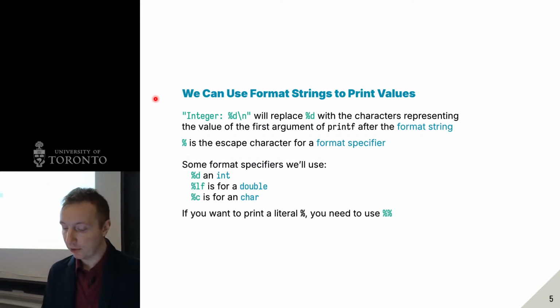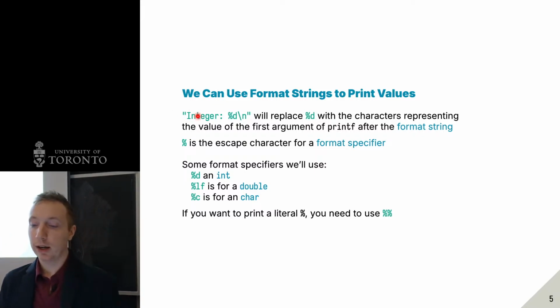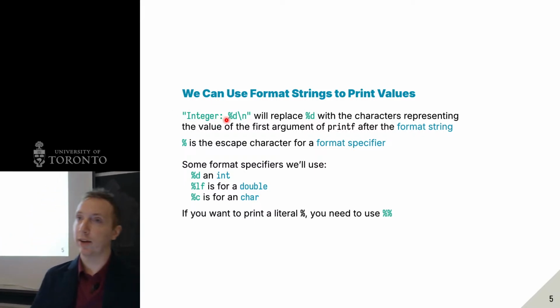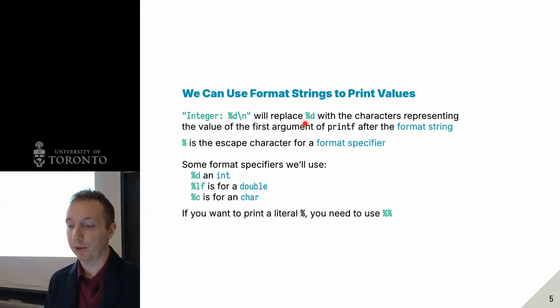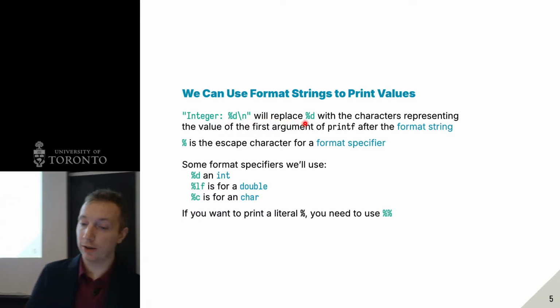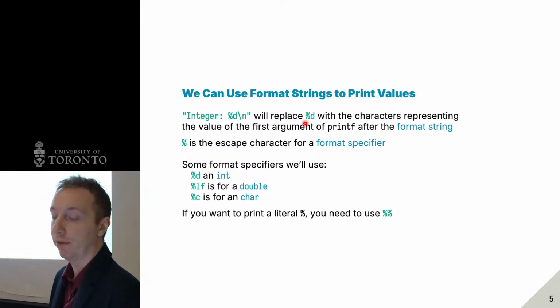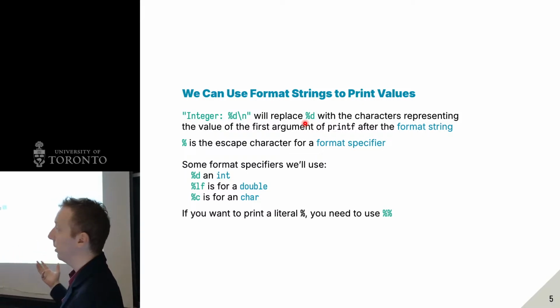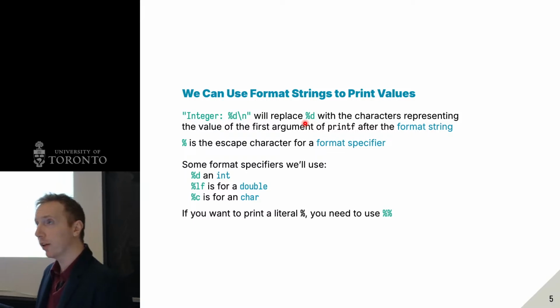So if I change hello world to be the string "integer: %d", what C will do is replace this %d with the characters representing the value of the first argument of printf. And the first argument of printf has a special name to it. It's called a format string.